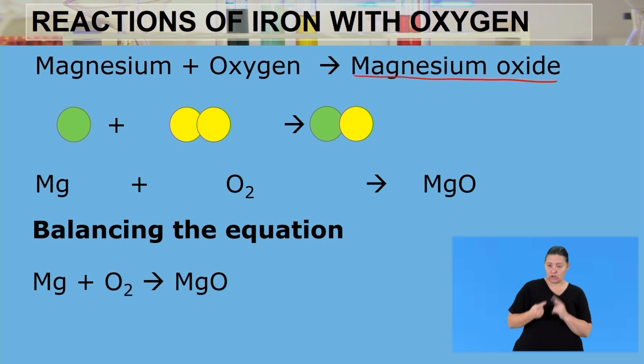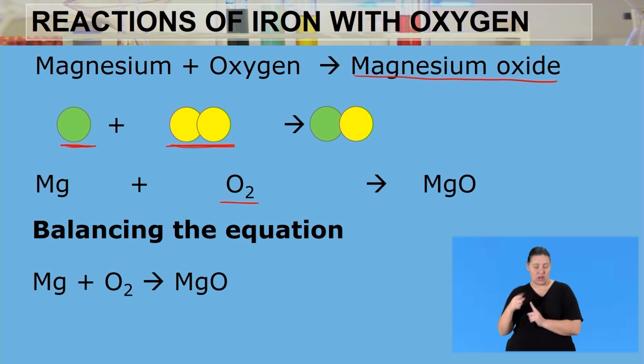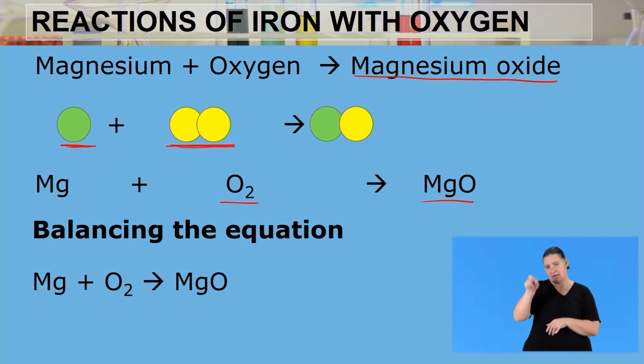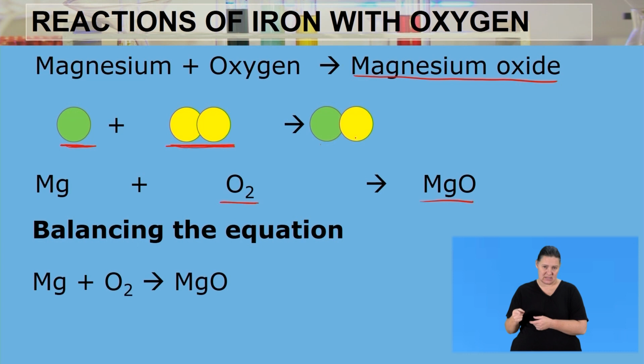In terms of a model to represent that particular reaction, we're going to use our green circle to represent Mg, and our chemically bonded circles to represent O2. Oxygen is a diatomic molecule and is found in group 16 of the periodic table. Our product is MgO, which is our magnesium oxide. That is going to be a combination of our Mg and our oxygen. And we also need to note that this equation is not balanced.